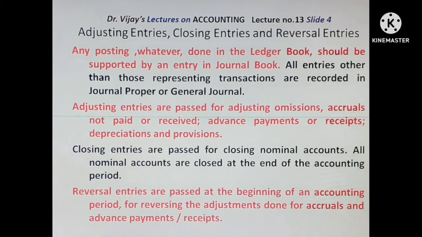Adjusting entries are entries passed at the end of the accounting year for adjusting omissions, accruals not paid or received, advance payments or receipts, depreciations and provisions. All these adjustments we have to make at the time of preparing final account. Only through these adjusting entries can you do it.